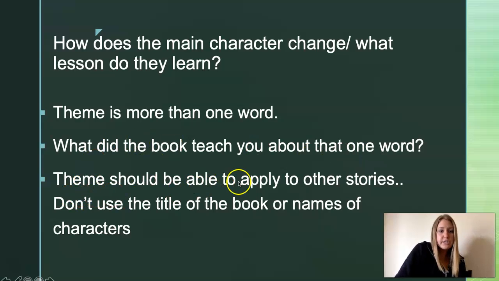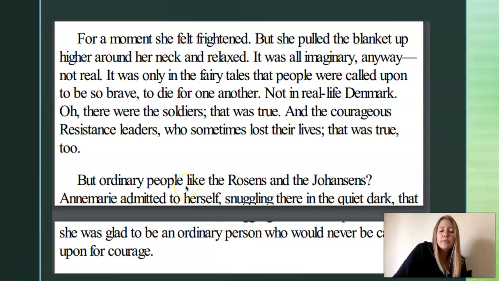And then the theme should be able to apply to other stories. So when you're using that theme statement, you're not going to use the title of the book or names of the characters just for that one statement. You're going to use those in your evidence, though. One part from early in the book that I thought of when I was coming up with the theme bravery is this part right here, where Anne-Marie is sitting in her room and she's thinking about everything going on in the scary situations after her mom says that they need to protect their Jewish friends. I'll read this to you and then we'll talk about it.